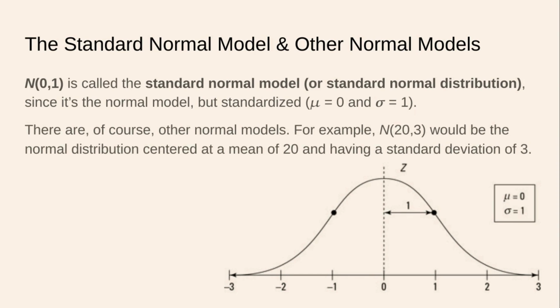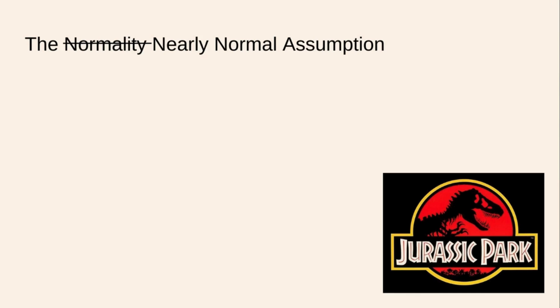There are, of course, other normal models, all right? You can fit a normal distribution curve to data that are not centered at 0, of course. For example, a normal model with mean of 20 and standard deviation of 3 would be the normal distribution centered at 20, having a spread in the form of standard deviation of 3, okay?